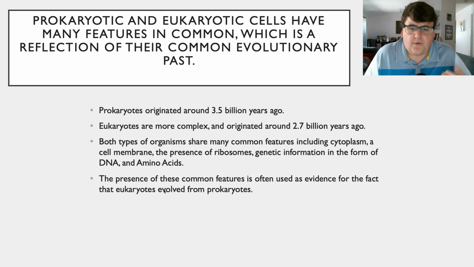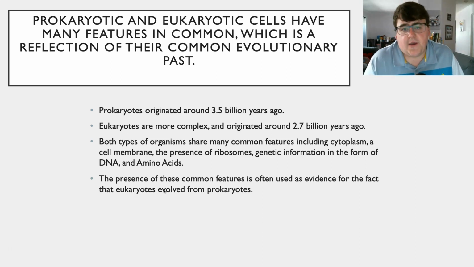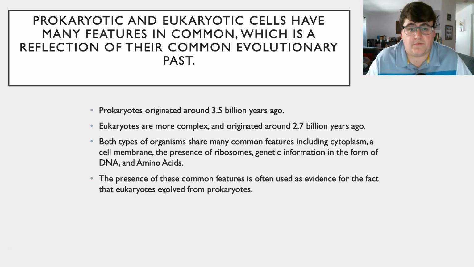For example, mitochondria and chloroplasts are our main sources of evidence for this. Mitochondria and chloroplasts actually still have prokaryotic DNA inside them. They replicate the same way that a prokaryotic cell does. They don't get replicated through mitosis. They replicate via binary fission of their own. That's called the endosymbiotic theory, and we'll talk about that later.